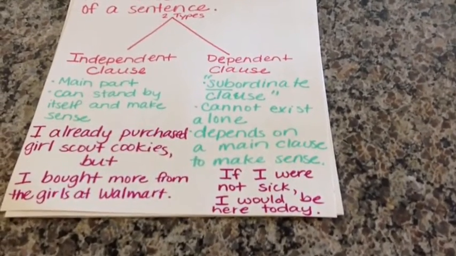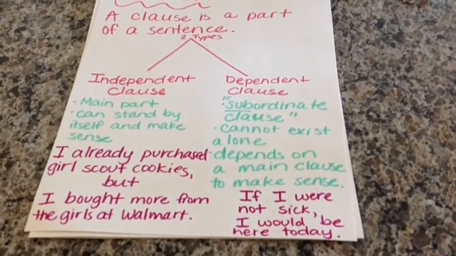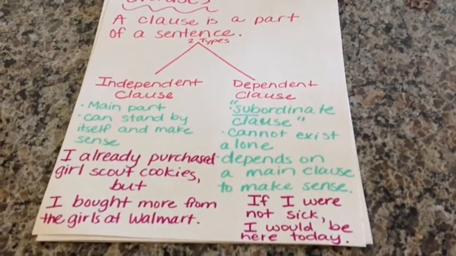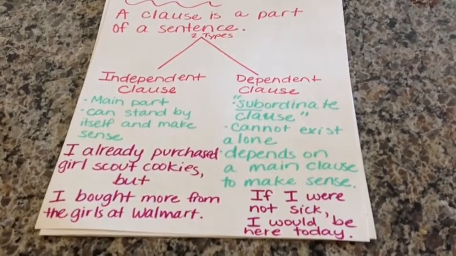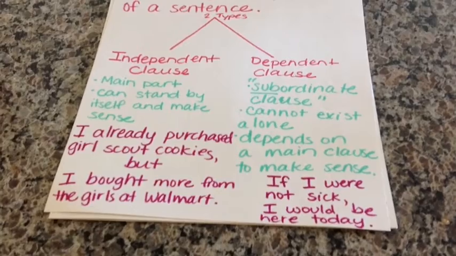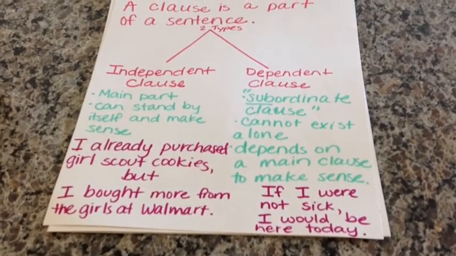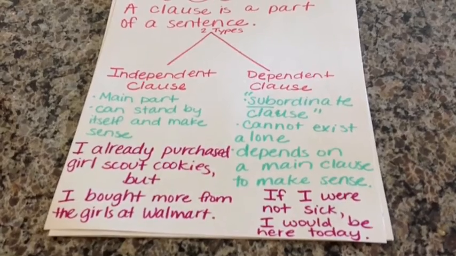If I were not sick, I would be here today. If I were not sick is your dependent clause because, yes, it is your dependent clause because it does not make sense on its own. If I were not sick, what? It needs the rest of the sentence, I would be here today, which is your independent clause to complete it.